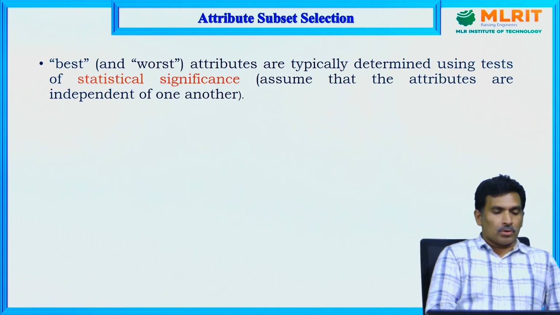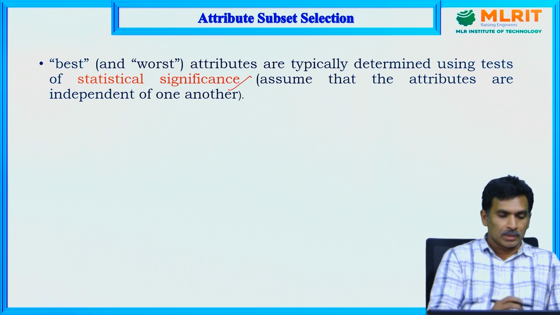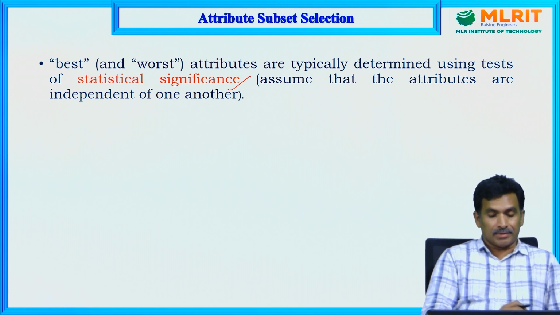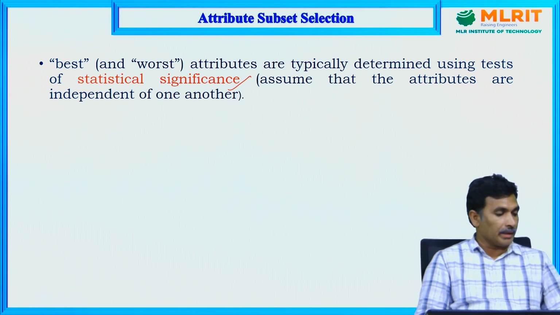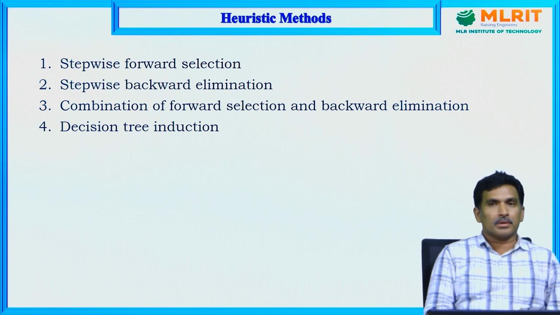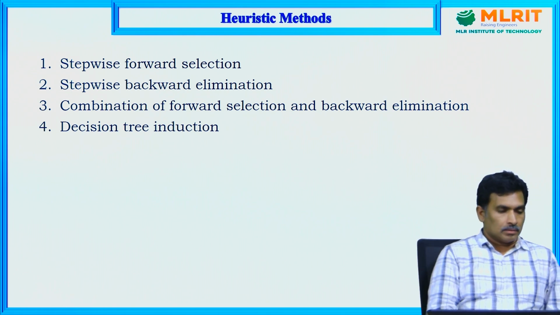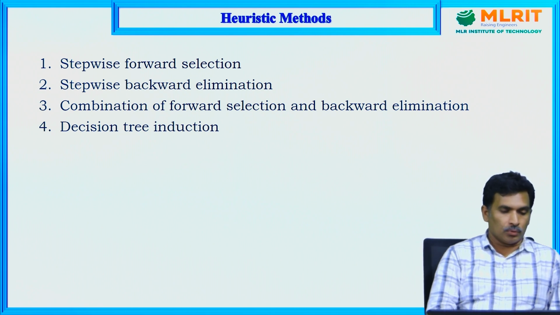In attribute subset selection, the best or the worst attributes are typically determined using tests of statistical significance. We are not going to discuss this statistical significance in detail. It is based on the assumption that all attributes are independent of one another. And if you look at the heuristic methods to find the set of attributes, we have mainly the four.